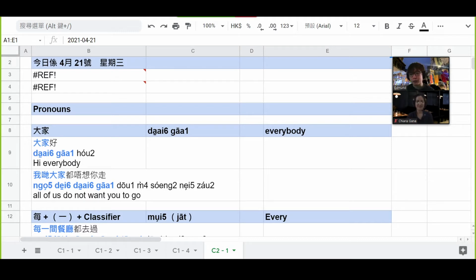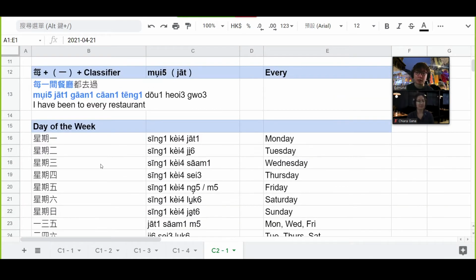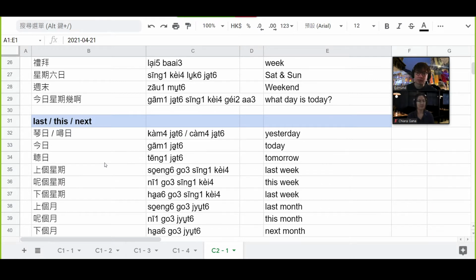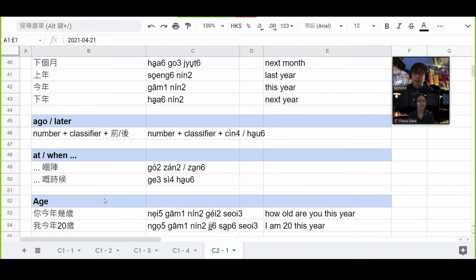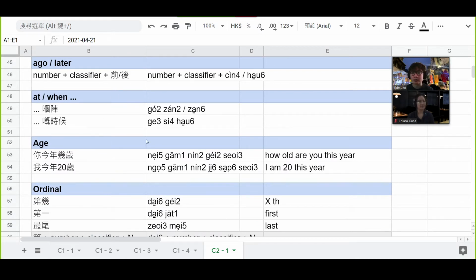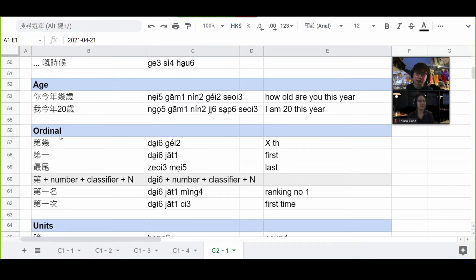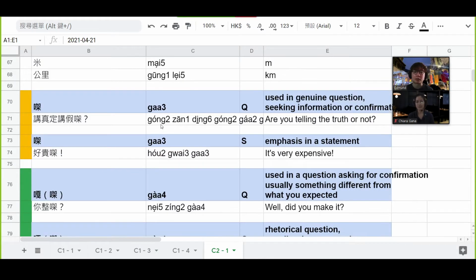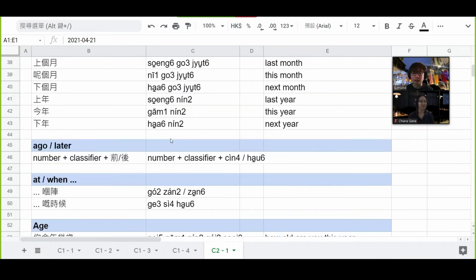In this lesson, we are going to talk a bit about some few more pronouns, and then we'll be talking about the days of the week and how to say last week, next month, last year, like that. And some other phrases to connect sentences. And how do you say how old you are, ordinal numbers, and some units. Last time we talked about the sentence final particle aa in different tones, and this time we will be talking about gaa. So only two tones that we are going to talk about. Okay, so let's get started.